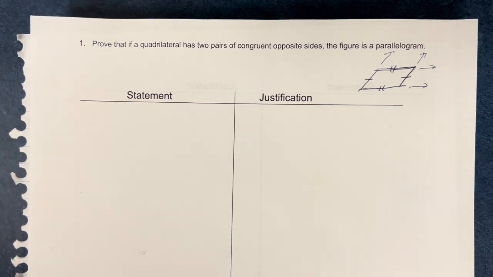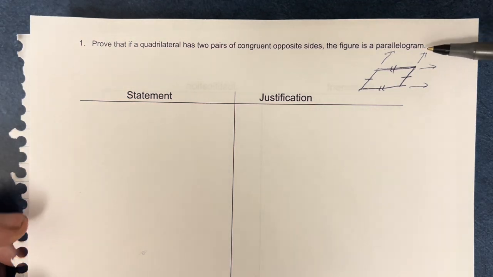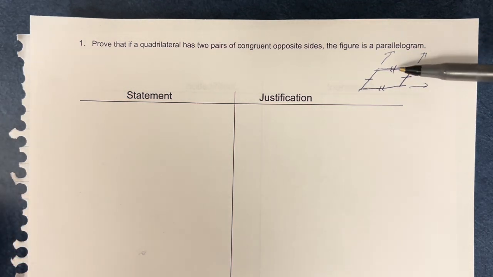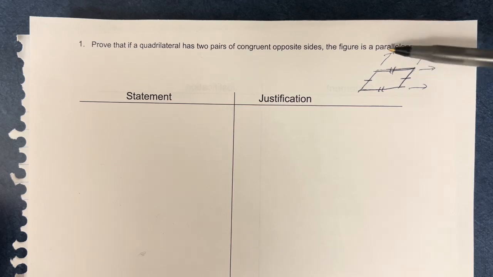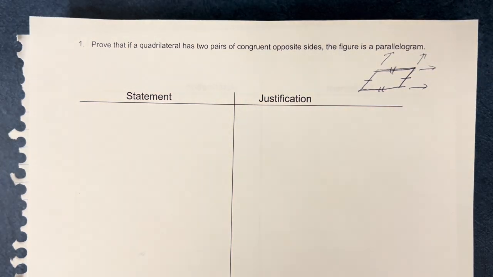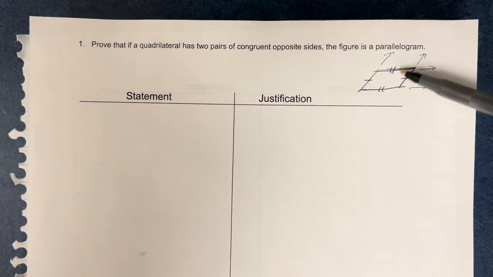So in order to prove something is a certain figure, you need to know the definition of that figure. And the definition of a parallelogram is that these opposite sides are parallel, hence the name parallelogram. So we need to show somehow that these sides are parallel.